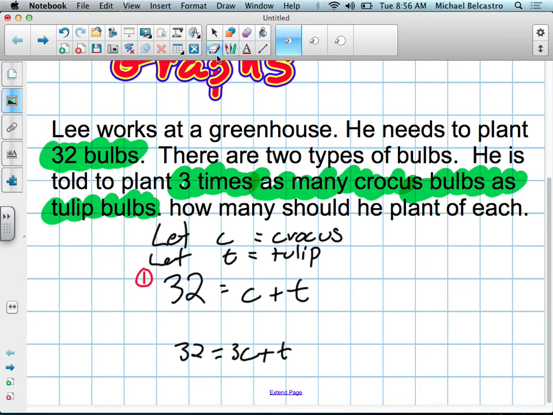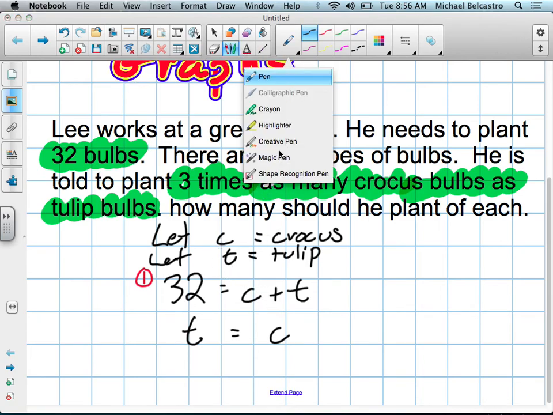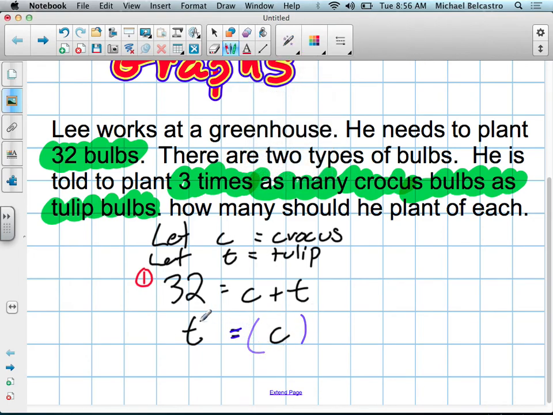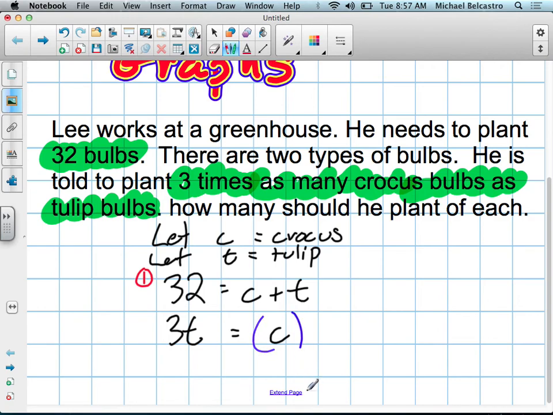What we need to make is a comparison between the 2 types of bulbs. Our 2 types of bulbs, we have our tulips and we have our crocus bulbs. The comparison is comparing the 2 types. It says 3 times as many crocus bulbs as tulips. So let's think of this as an English sentence. The crocus bulbs are going to be equal to how many times the tulips? 3. So no matter how many tulips we plant, we multiply that number by 3, and that will tell us how many crocus bulbs we need to plant in general. So this is our second equation. Looks a little harder to make, but that's our second equation for this question.